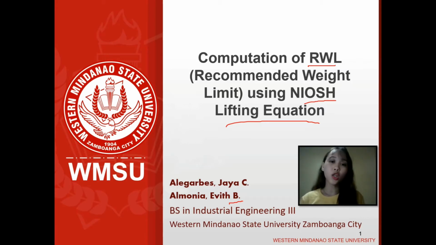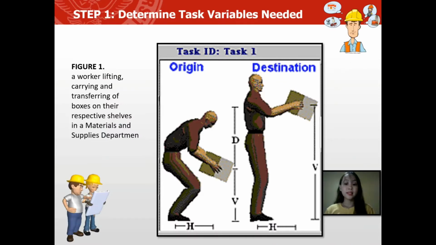A lifting or lowering task is defined as the act of manually grasping an object with two hands and vertically moving the object without mechanical assistance. Let's take this picture or this job task as an example. This task, which is a lifting activity, consists of a worker lifting, carrying, and transferring boxes to their respective shelves in a materials and supplies department.